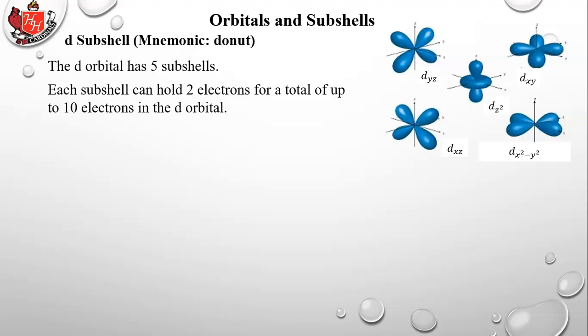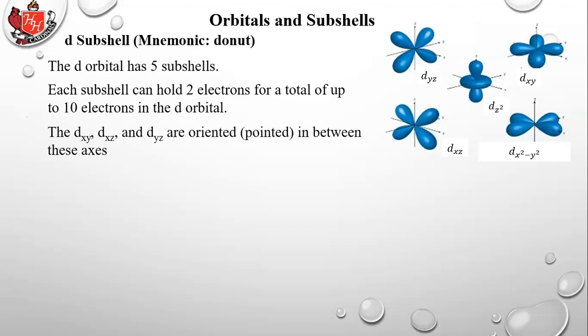Then there's the DZ squared. Now this has nothing to do with math. It's just a notation that's used. The DZ squared is the one with the donut, and the lobes go up and down along the Z axis. And then we have the DX squared minus Y squared, and that has 4 lobes. 2 of them go along the X axis and 2 of them go along the Y axis, okay?